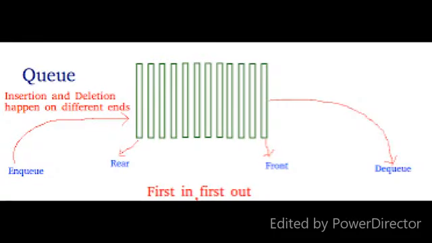This picture represents the structure of queues. Here, we see two ends called the rear and the front. Adding of elements takes place in the rear while removing elements happens in the front. Thus, FIFO, or first in, first out, is implemented.